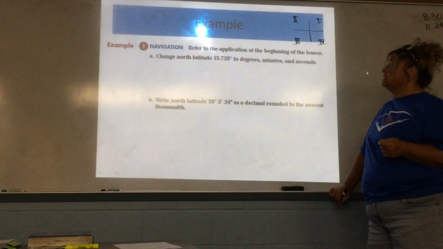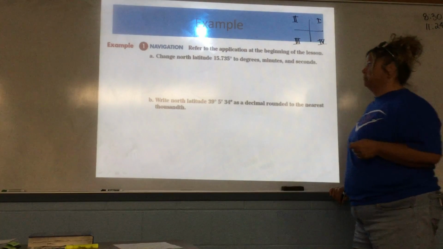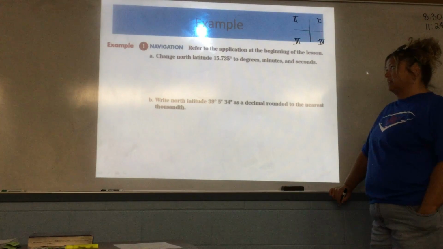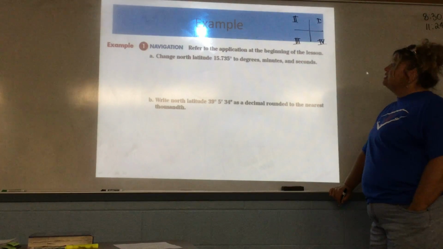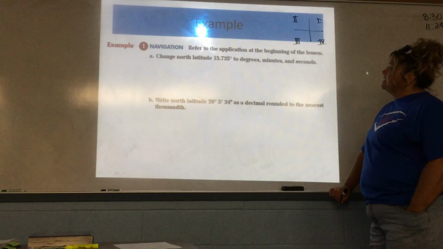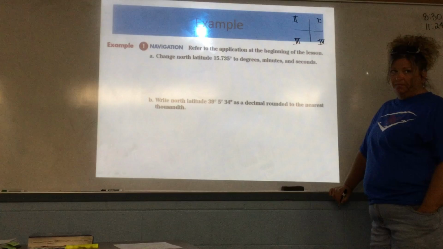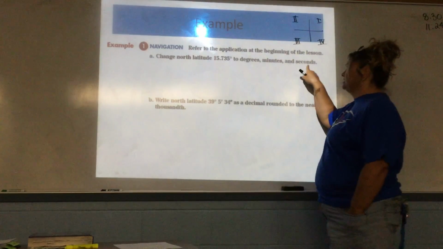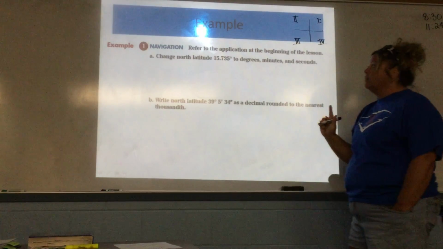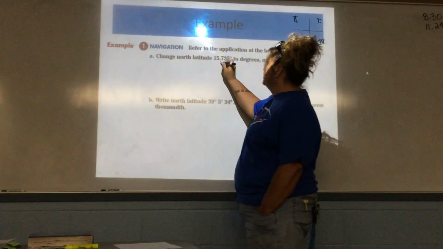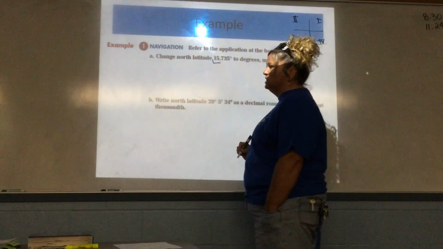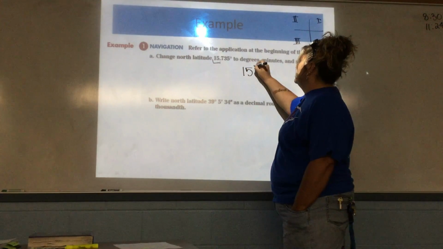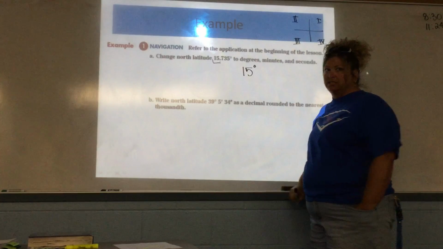All right, so if we look at this, I think it's easiest to just jump in here. It says change north latitude 15.735 degrees to degrees, minutes, and seconds. So we're going to change this to degrees, minutes, and seconds. The way we do that is anything in front of the decimal is our degrees. Isn't it already at degrees? Oh. Yeah. So we have 15 degrees.